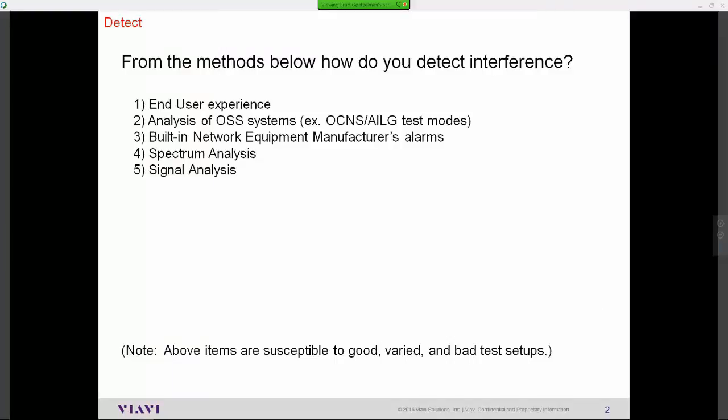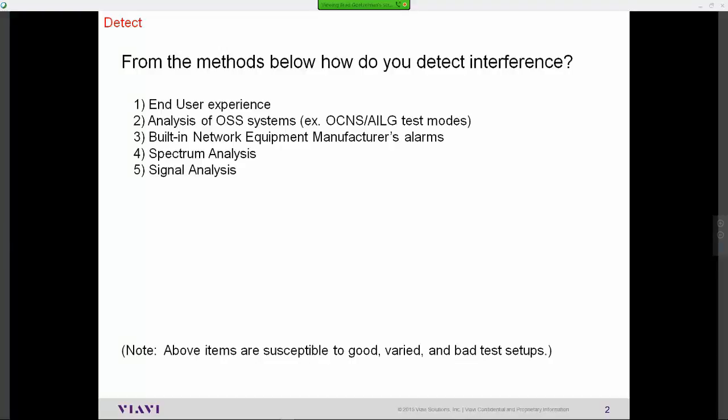There's the detection phase, where you're looking for functional performance problems, and then the isolation phase. Right here, I ask the question from the methods below: how do you actually go about detecting interference? Is it end-user experience, or analysis of OSS systems using, for example, OCNS or AIRG test modes? These are, in fact, test modes that are able to push your transmitters to full power. Then there are built-in network equipment manufacturers' alarms.